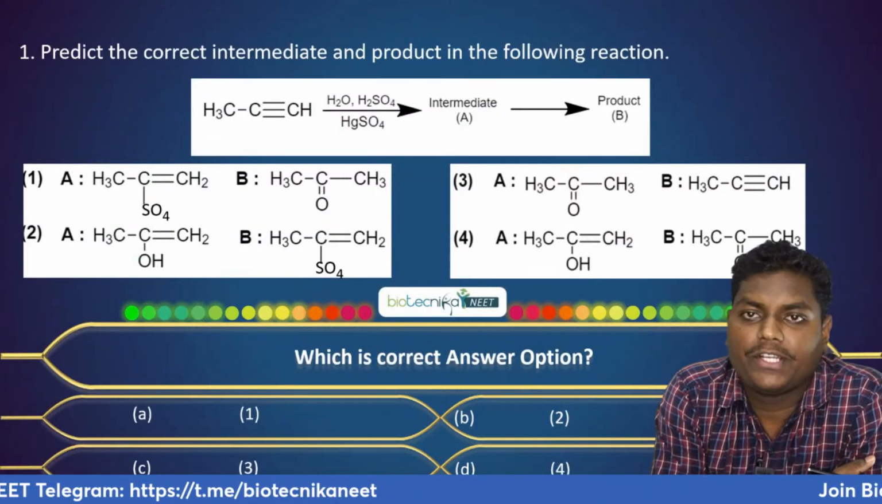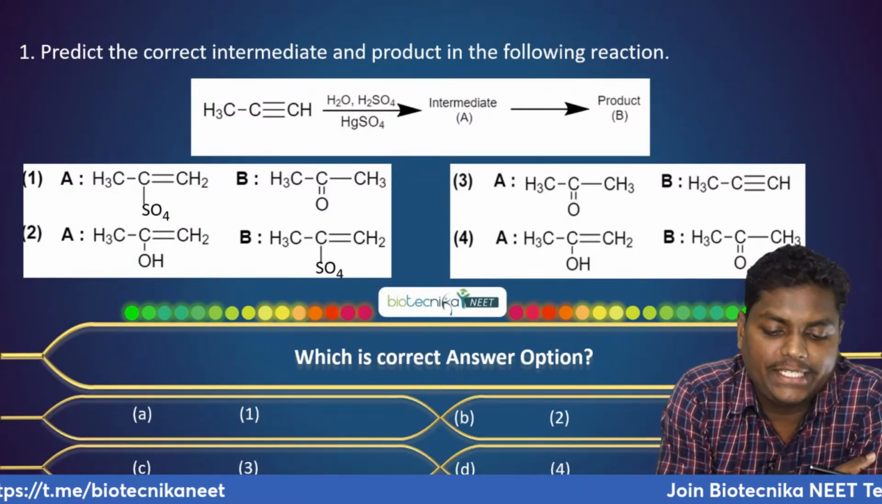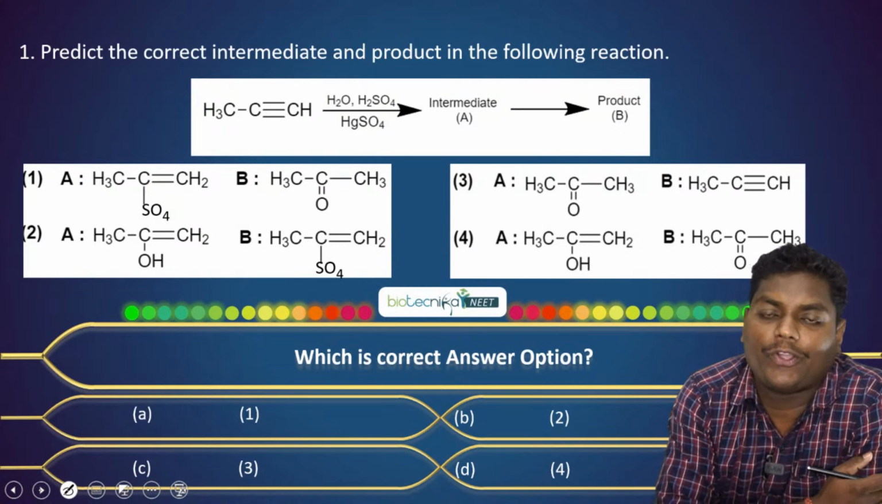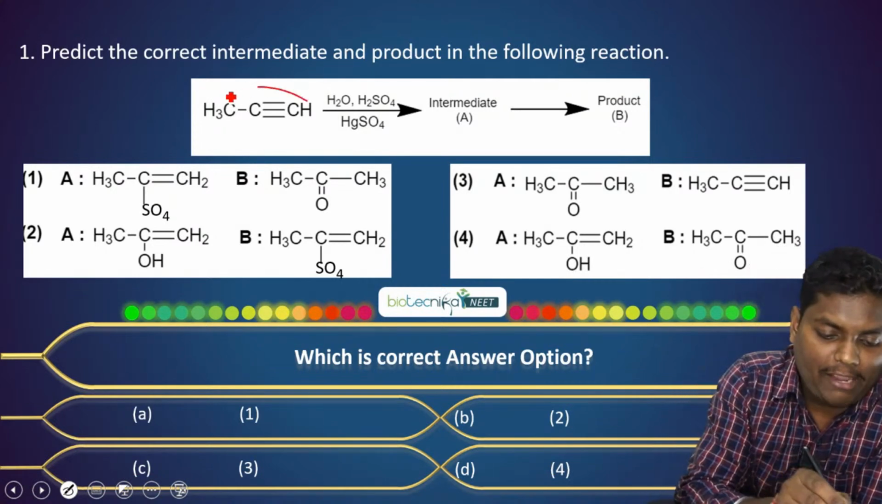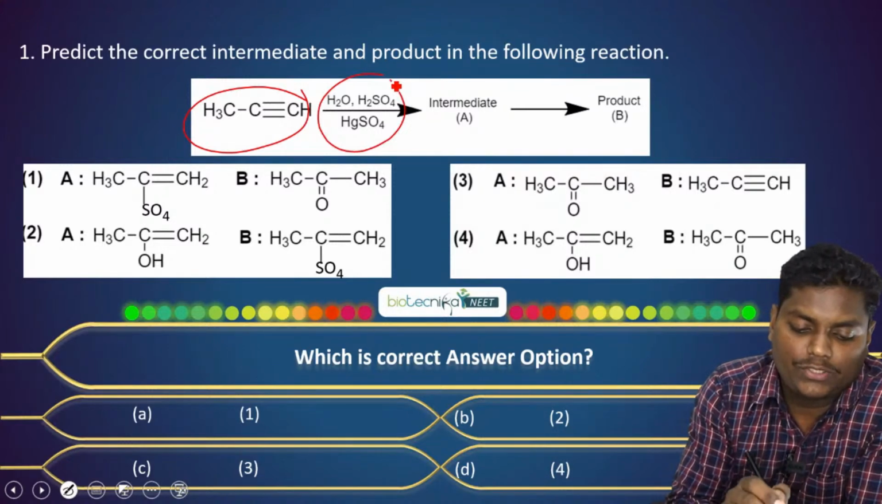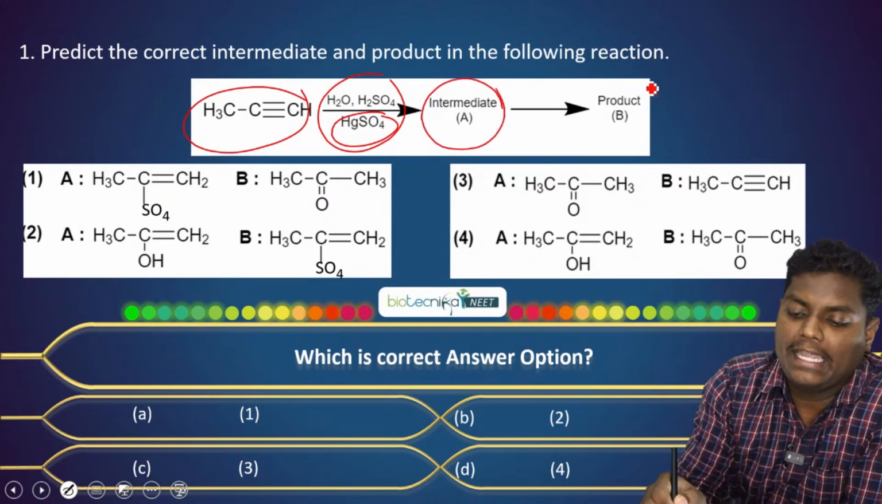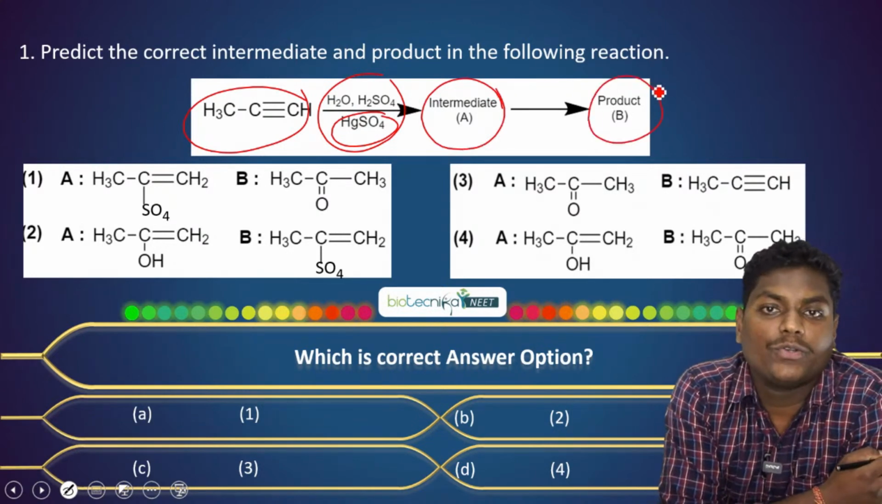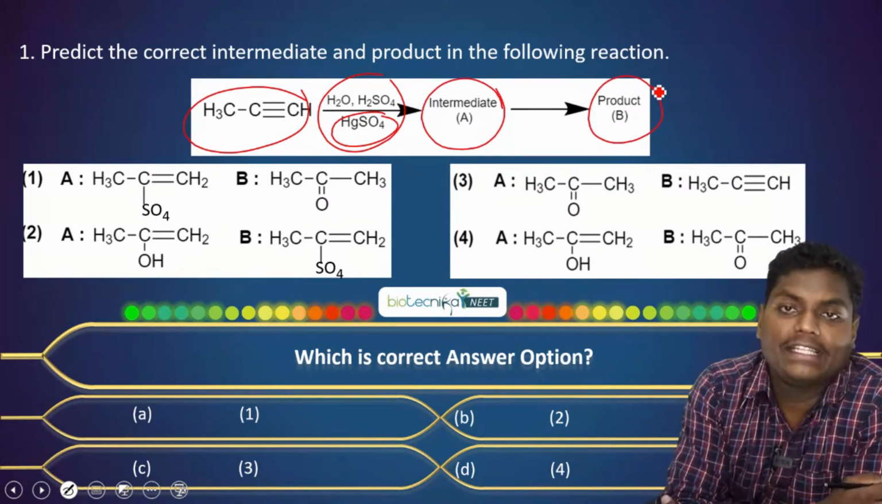So the first question here for you, predict the correct intermediate and product in the following reaction. Here we have propylene. It is reacted with water, acidic H2SO4 in the presence of mercuric sulfate to give intermediate A, and that is giving us product B. So among this, you have to find the correct choice.